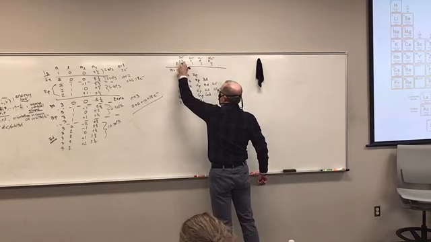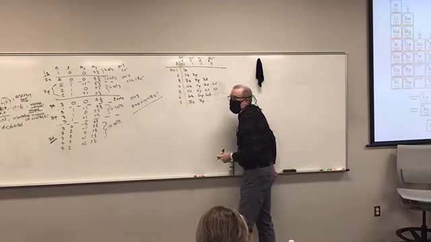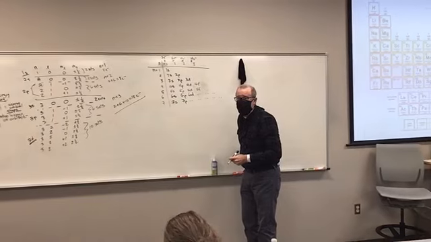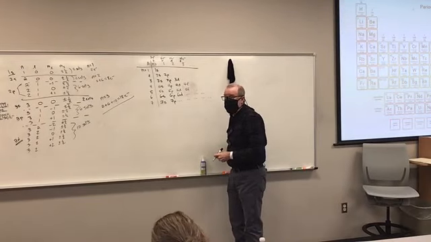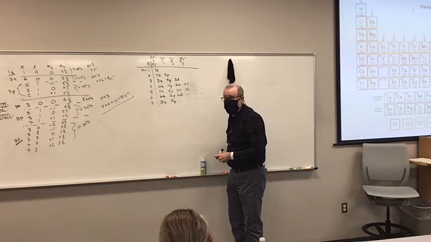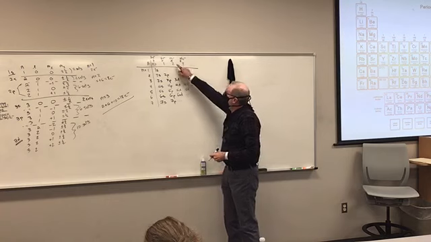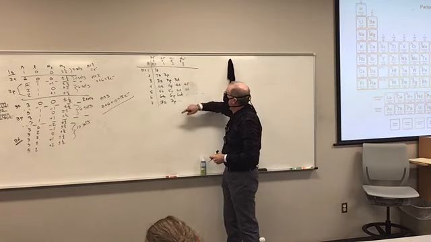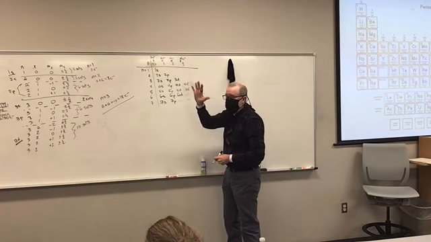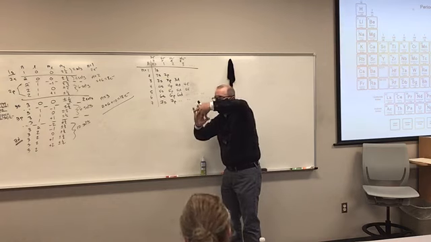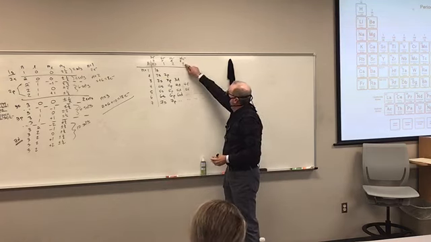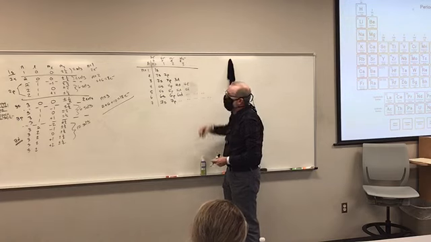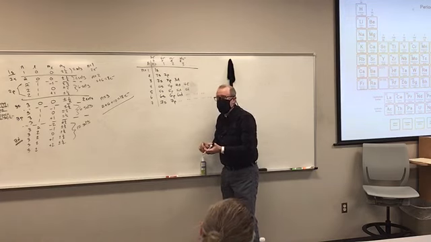L is equal to 0. That's an s orbital, holds 2 electrons. L is equal to 1 is a p sublevel, holds 6 electrons in 3 orbitals. L is equal to 2 is a d sublevel, holds 10 electrons in 5 orbitals, 5 spinning up, 5 spinning down. L is equal to 3 is an f sublevel, holds 14 electrons in 7 orbitals.